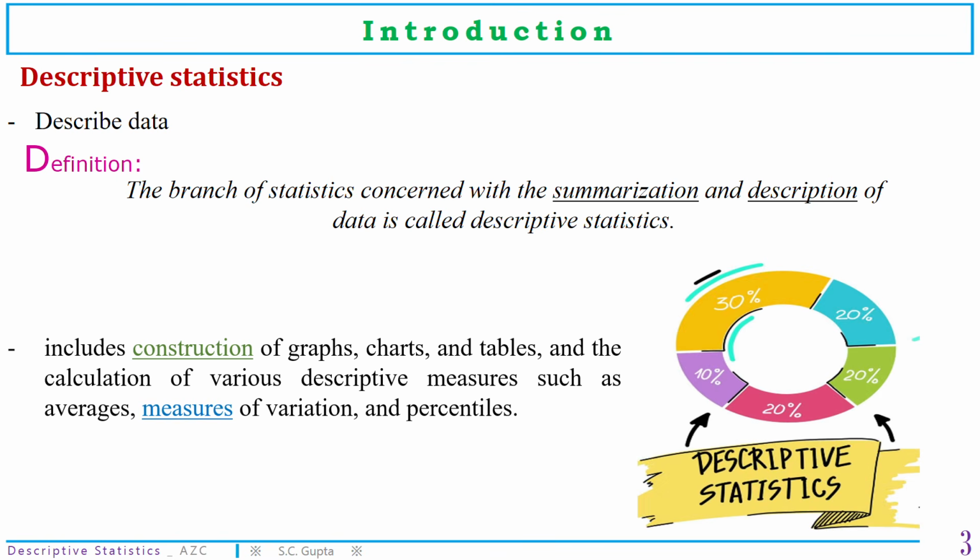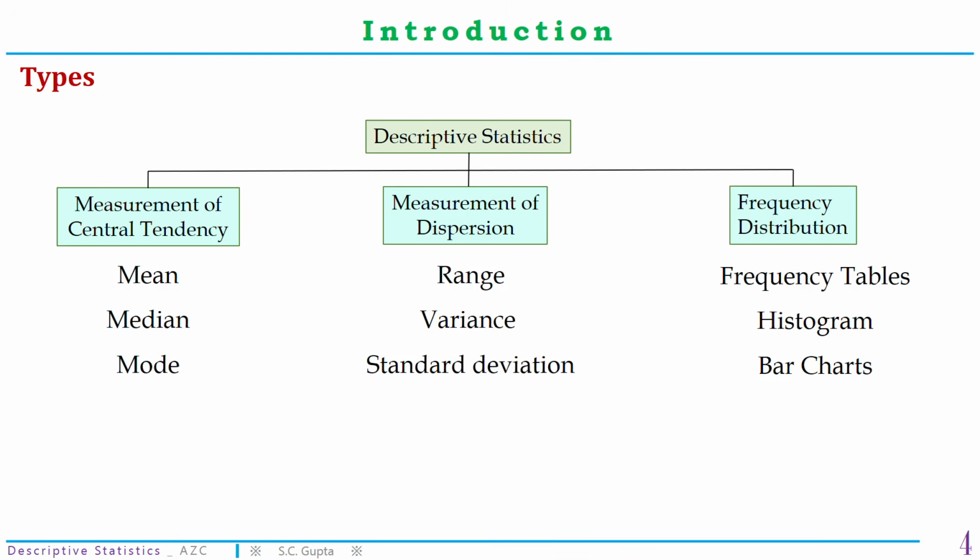Descriptive statistics includes construction of graphs, charts, and tables, and the calculation of various descriptive measures, such as averages, measures of variation, and percentiles. Types of descriptive statistics: measures of central tendency that indicate the center of the data, like mean, median, and mode. Measures of dispersion, that is how spread out the data is, like range, variance, and standard deviation. Frequency distribution indicates how often values occur. Visual aids like charts are also common for representation.